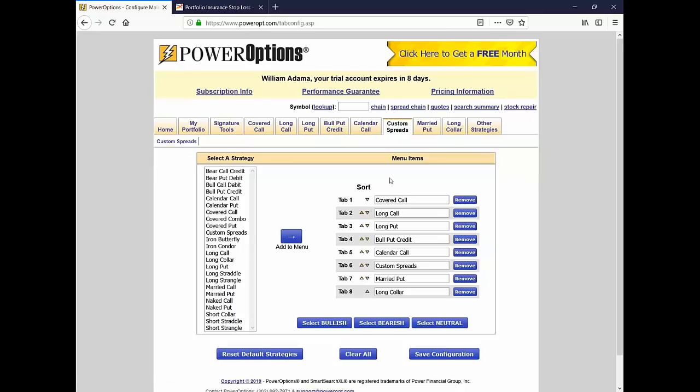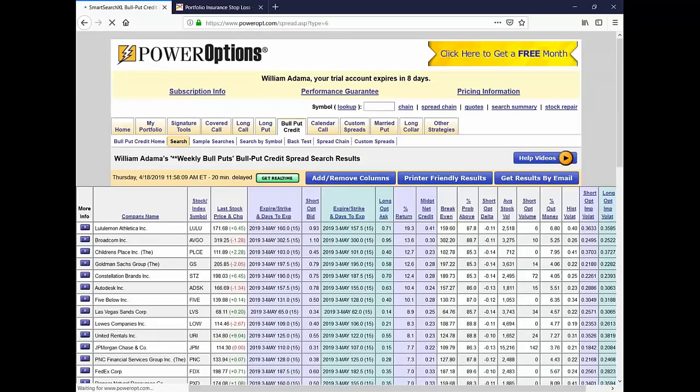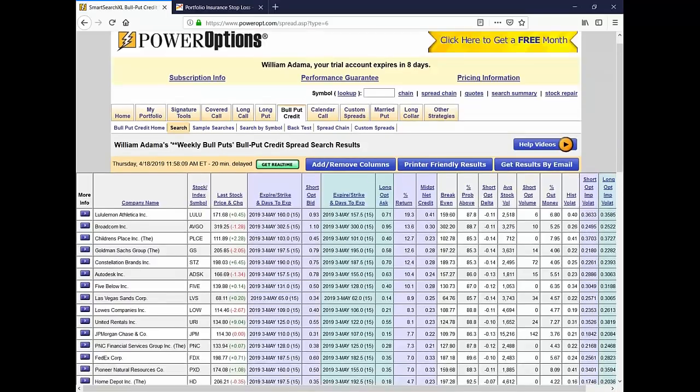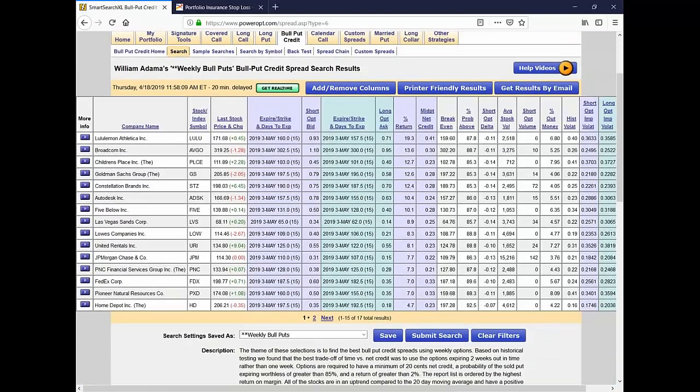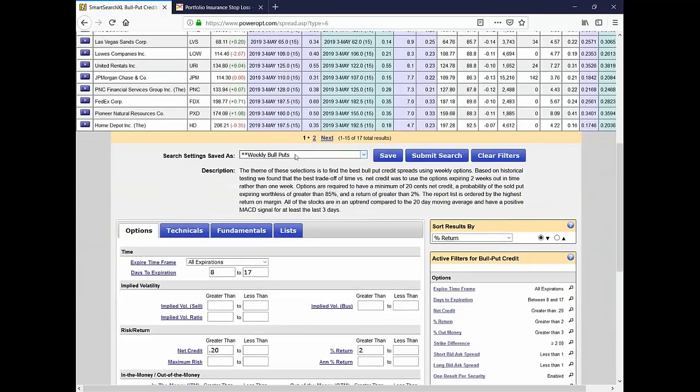for your personal account. But for Richard, let's go into bull put credit spread, and let's go into the search tool. This is where we can identify positions based on our default criteria, or you can create your own search based on your needs in a specific strategy. Now, as you see here, here are current results for the default weekly bull put credit spread.